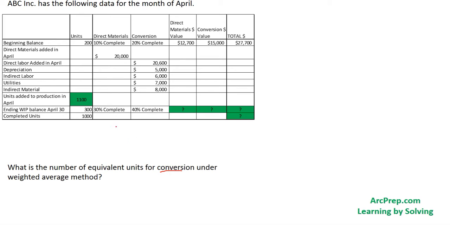Equivalent units for conversion, we are going to use the same numbers except the percentage completion is changing. Again, 1000 is 100% complete. 300 for conversion is 40% complete. In other words, what we are saying is 300 units, if they are 40% complete, I can use the same effort to make 120 units at 100% complete from a conversion perspective. And now I can add those up. 1000 plus 120 is 1120.